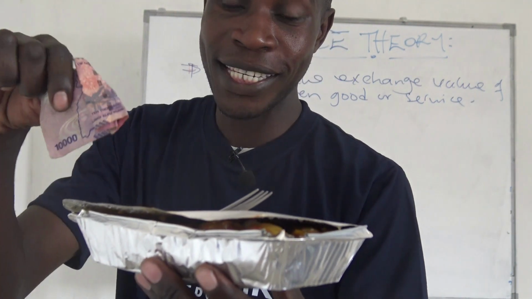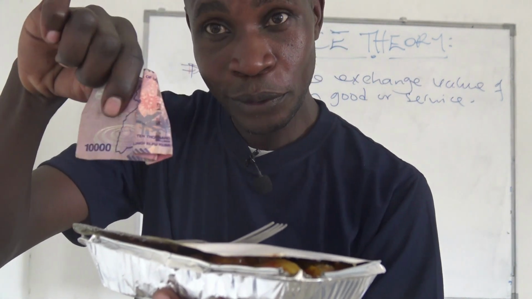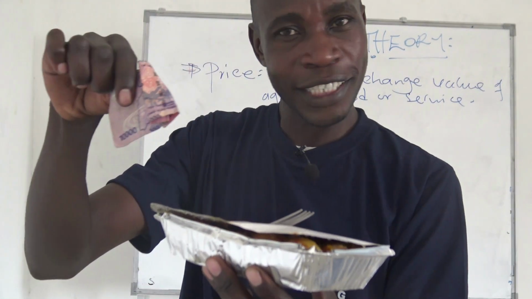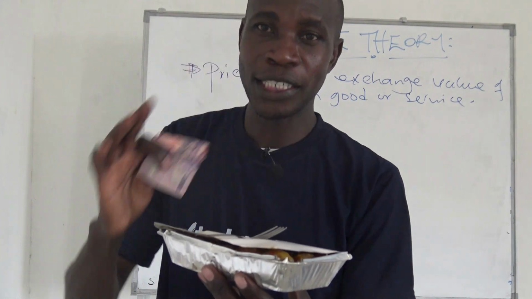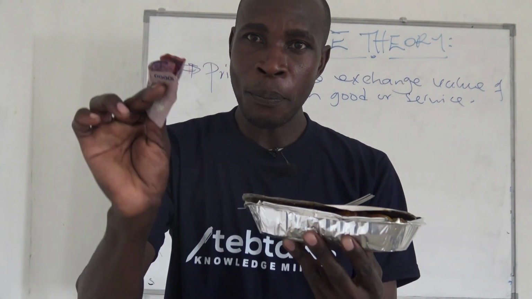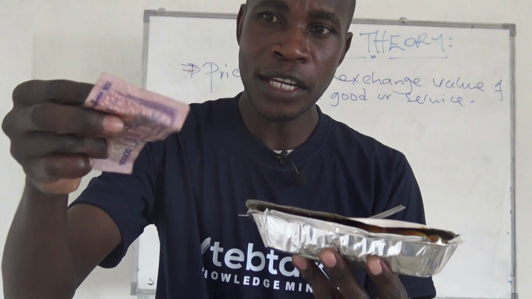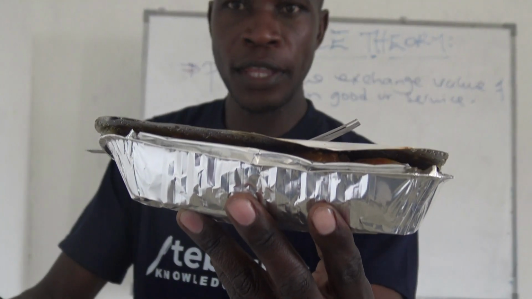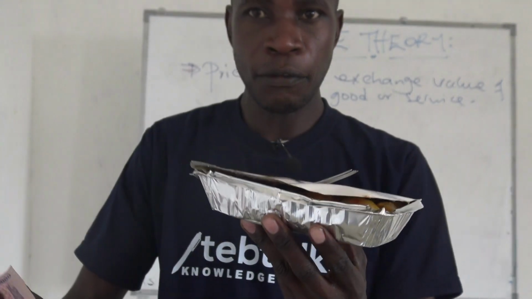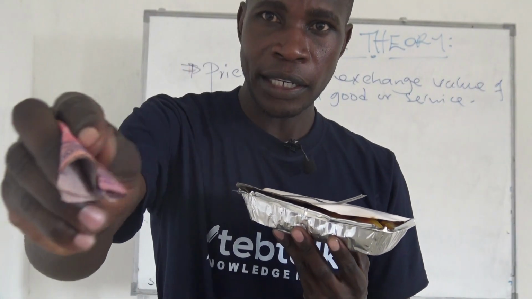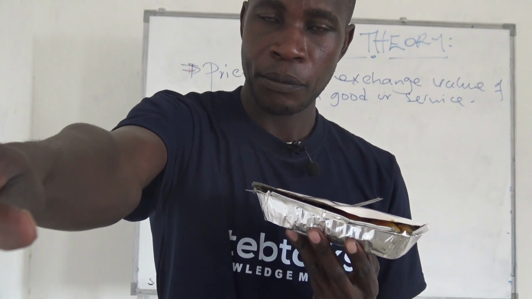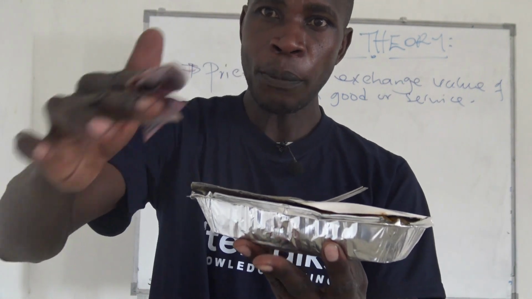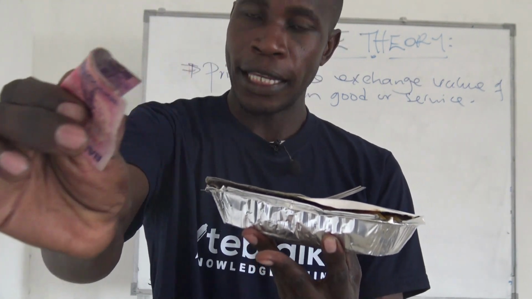I may not tell you what is inside exactly, but it is food. I will not talk about the chicken, about what is inside here. Let us leave that one. But I am paying this 10,000 note to the one who has brought this. I get the food. She takes the money. That means I am exchanging the food for a price, for money.